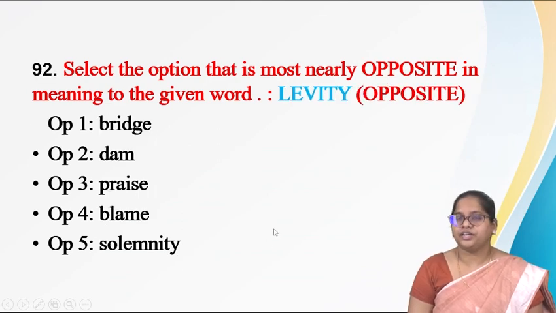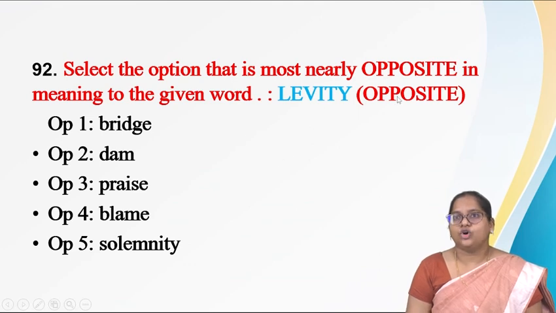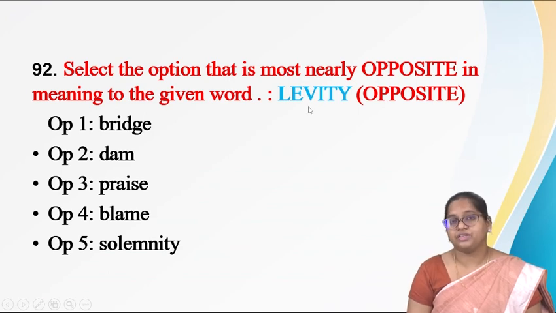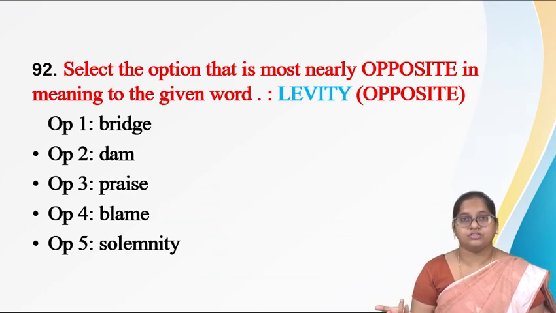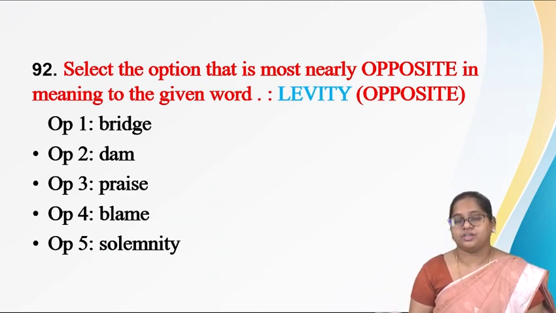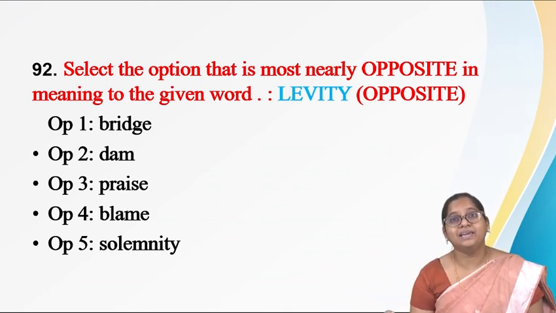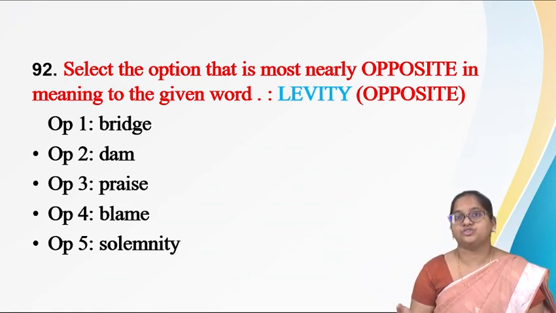Next question. Select the most nearly opposite meaning. Again, this is the opposite. Levity. You have to find out the antonym. Option 1, bridging something. No. Option 2, dam. It's not at all dam, a physical construction. Option 3, praise someone, is nothing to do with appreciation. Option 4, blame someone, is nothing to do with blame. Option 5, solemnity. Solemnity means serious, sober, whereas levity is very light, not very serious. So the opposite of levity is solemnity.